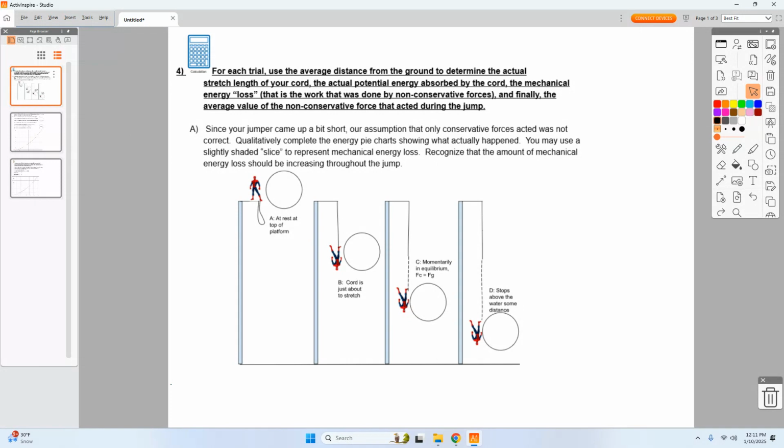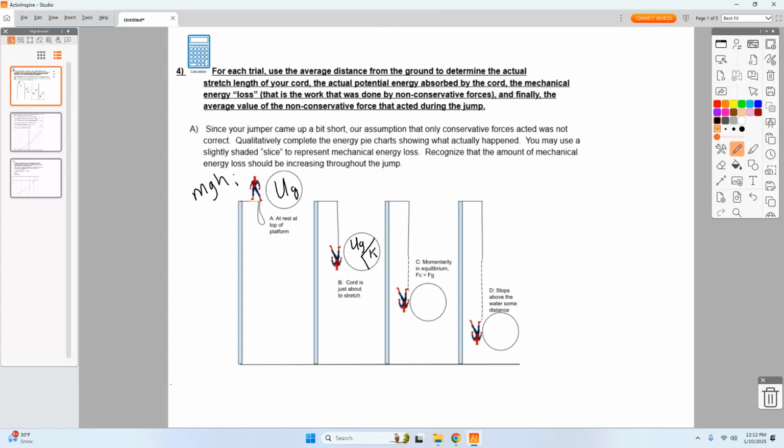But here, let's just do the conceptual understanding of this. The bungee jumper starts with all U grav. And that's based on, of course, m, g, and then whatever the h initial is. We know that as they fall, they lose some gravitational potential energy. They acquire some kinetic energy as they fall. The cord is not stretched yet, so there is no elastic energy yet. How much we have of each one depends on where they are. Momentarily in a state of equilibrium.